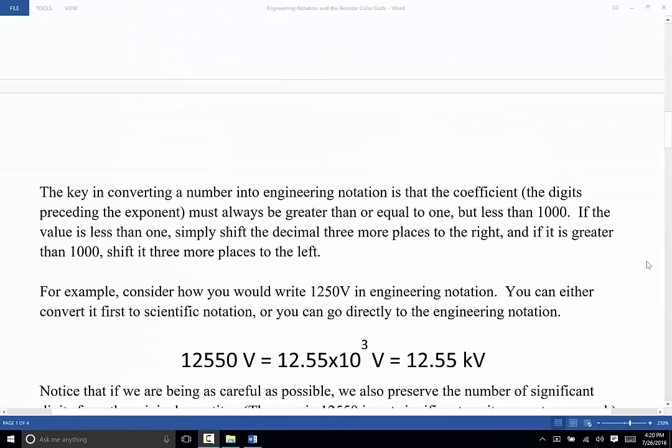Now, the key to converting a number into engineering notation is that the coefficient, which is to say the digits other than the exponent, has to always be greater than or equal to 1, but less than 1,000. And so, you have a multiple of 3 in the exponent. That means that you can always get the coefficient within the range of strictly less than 1,000, but greater than or equal to 1. And if it's not, if it's less than 1, just shift the decimal place 3 places to the right. If it's greater than 1,000, shift it 3 more places to the left.